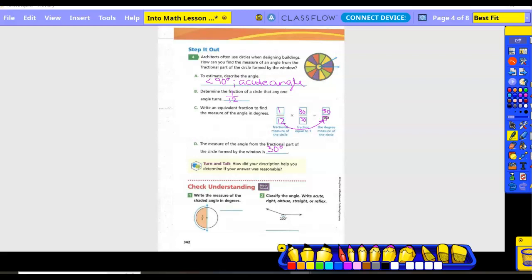Check understanding number 1. Write the measure of the shaded angle in degrees. So once again, show me a straight angle like this. Okay, show me a right angle like this. Okay, show me an obtuse angle like this. Show me an acute angle. Okay, all right, let's figure out what we get here.